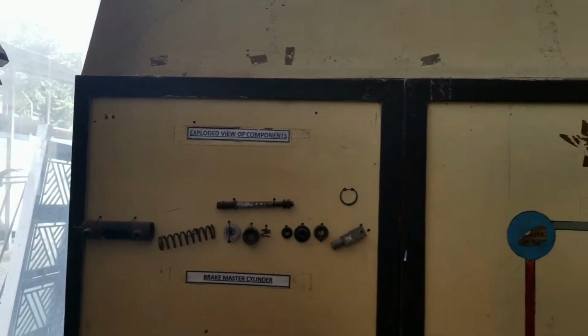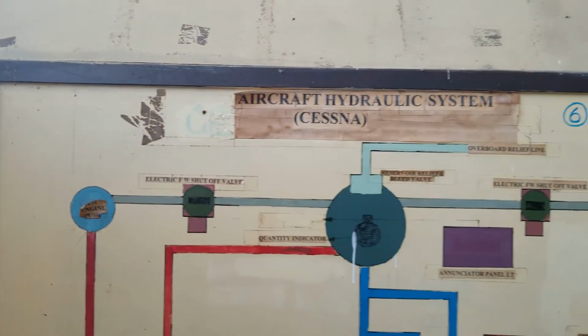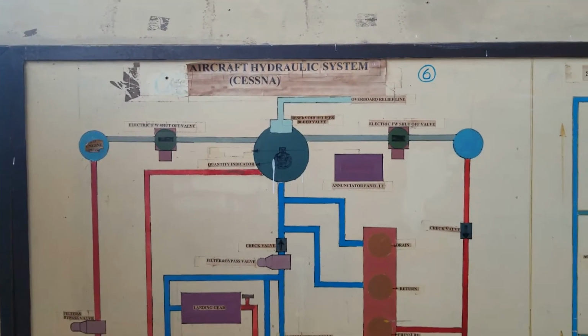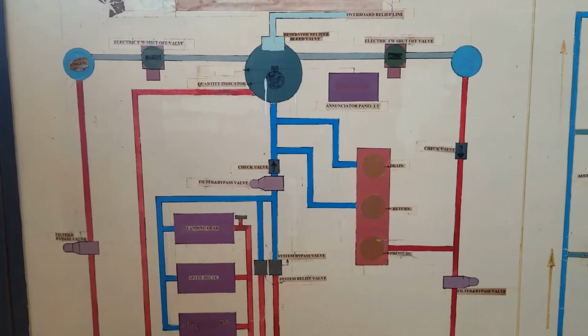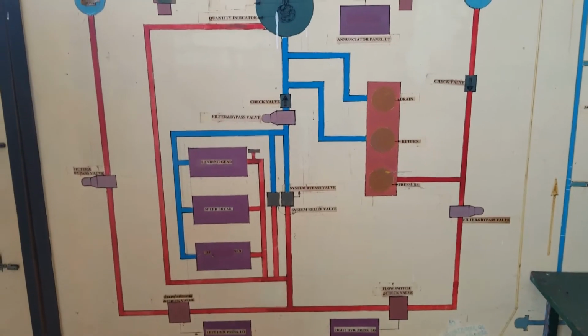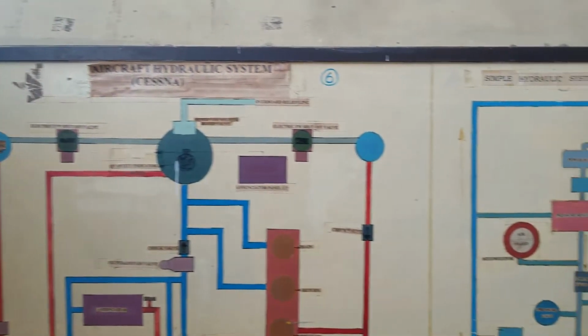Now you can see another diagram. Aircraft hydraulic system. All the hydraulic related things are kept in one particular place. All the control system related things are kept in a separate place. All landing gear related things are kept in a separate place. Likewise, the lab is arranged so that you know better. That is our idea. See, simple hydraulic system.